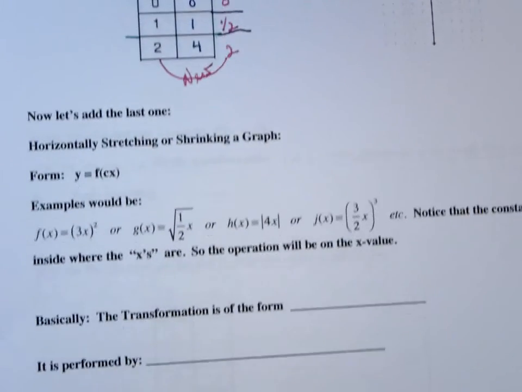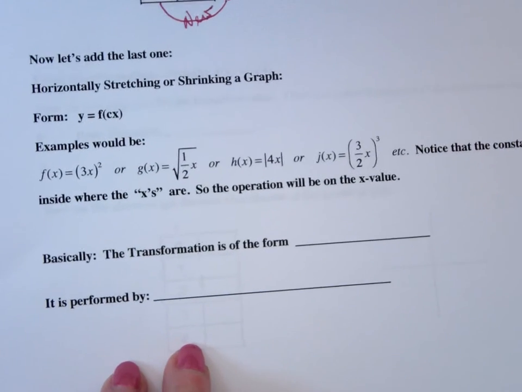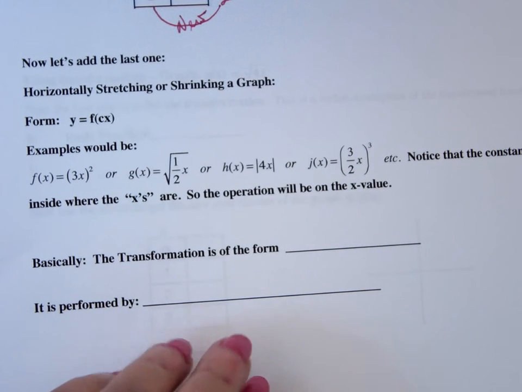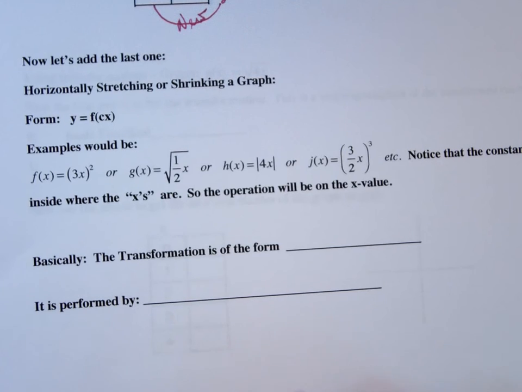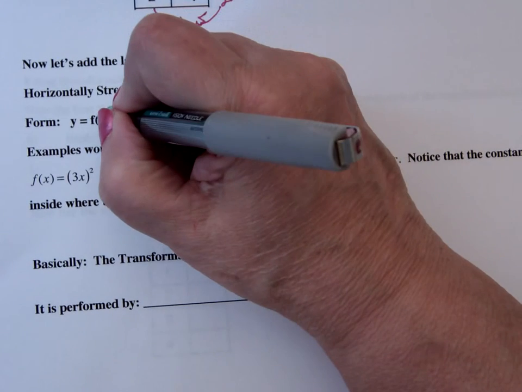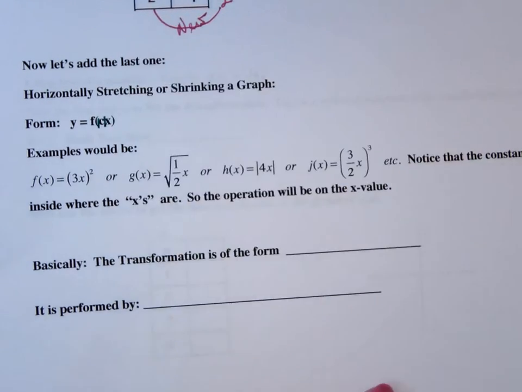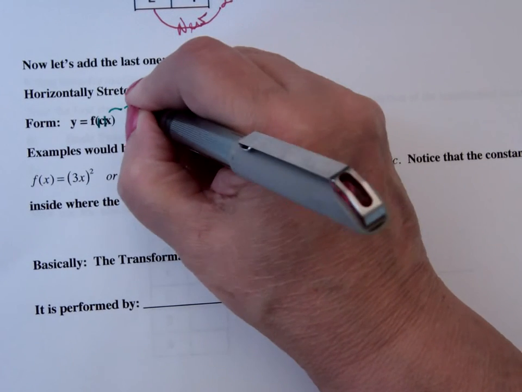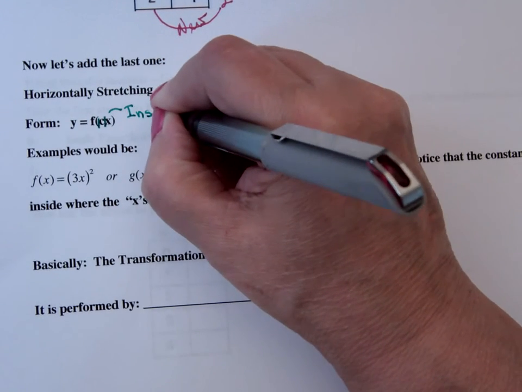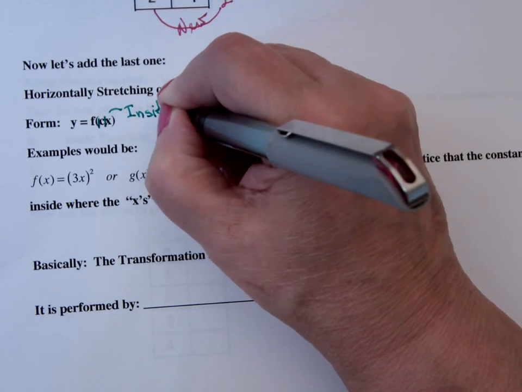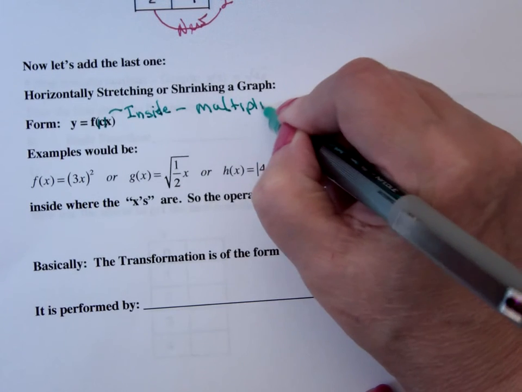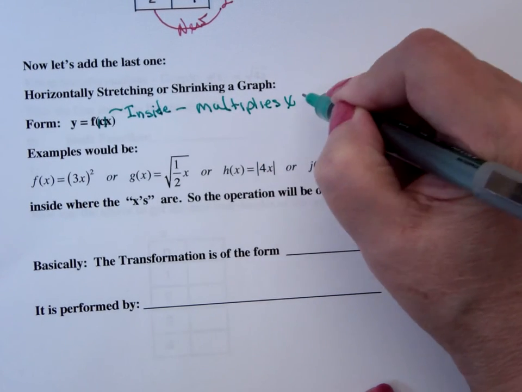The last one is the horizontal stretching and shrinking. Now, horizontal stretching and shrinking is of the form f of C times x, and this actually should be the absolute value of C, because if C is negative, I've got a flip in there. And you notice it's inside and it multiplies the x values.